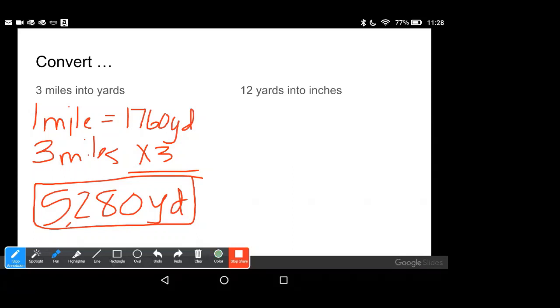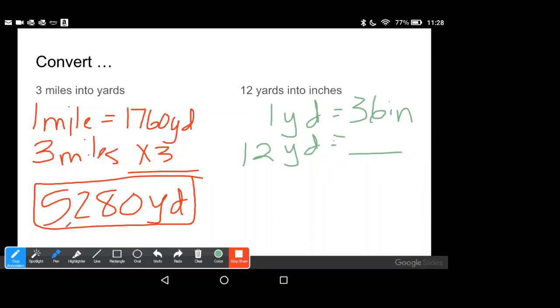Okay, so we're going to do 12 yards into inches. So I know that 1 yard has 36 inches. Okay, we talked about that on the previous slide. Also, if you really think about that, 3 feet, 3 times 12 is 36. So if 1 yard has 36 inches, I want to know how much 12 yards has.